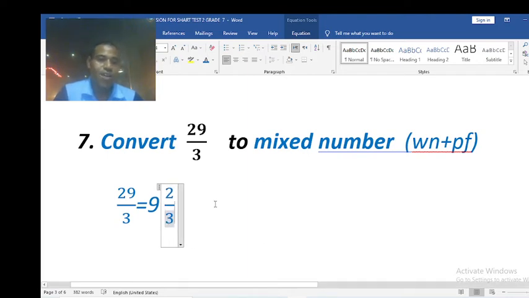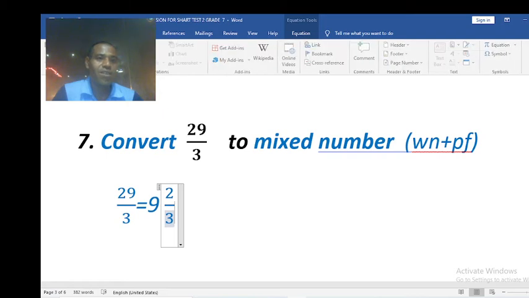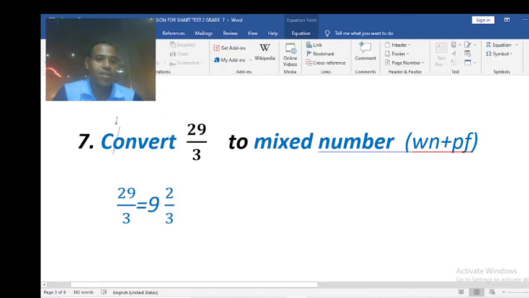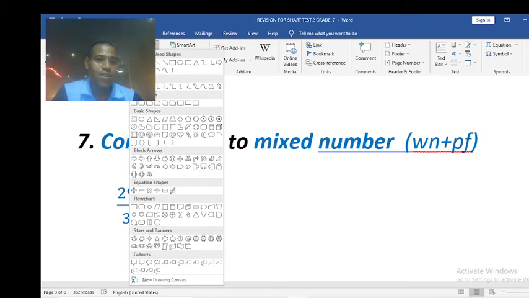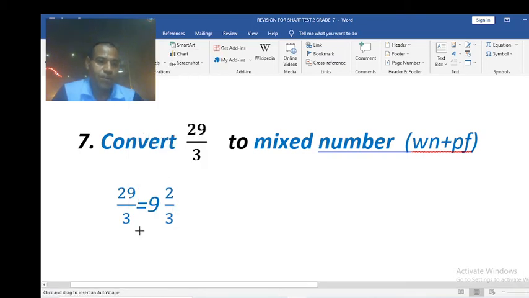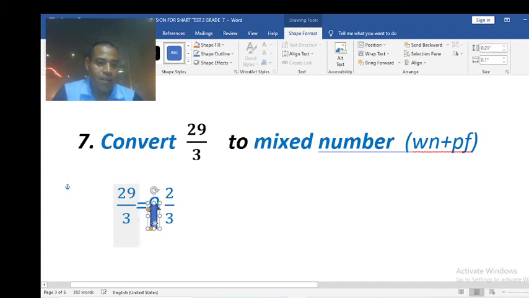If you want to check, my learners, you just do it like that. We have your answer. For example, 9 multiplied by 3 is 27, plus 2 gives the dividend, which is 29, and you should keep the same divisor. Clear? Now we move to the next part.